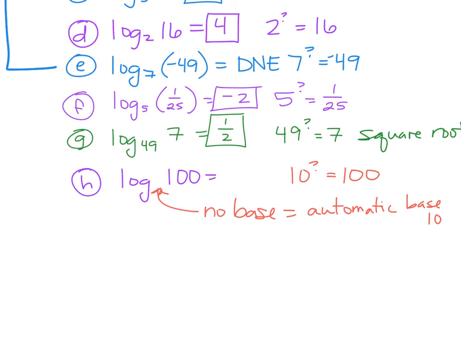Sorry, not 10. 2. My bad. It's 2. 10 to the second power. 10 times 10, which is 10 to the second power. All right.